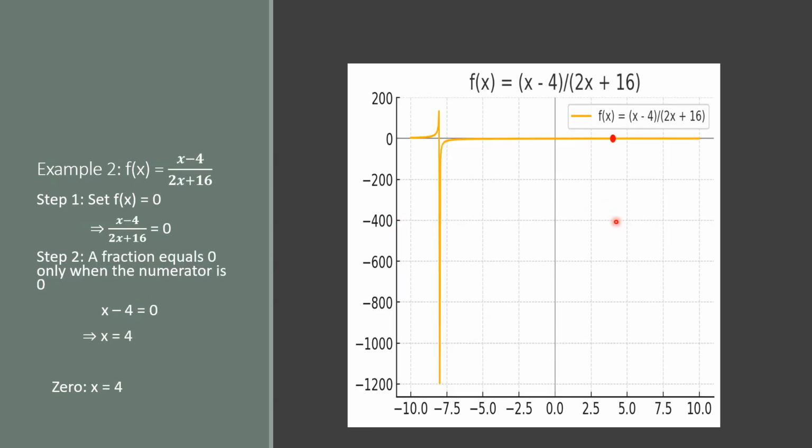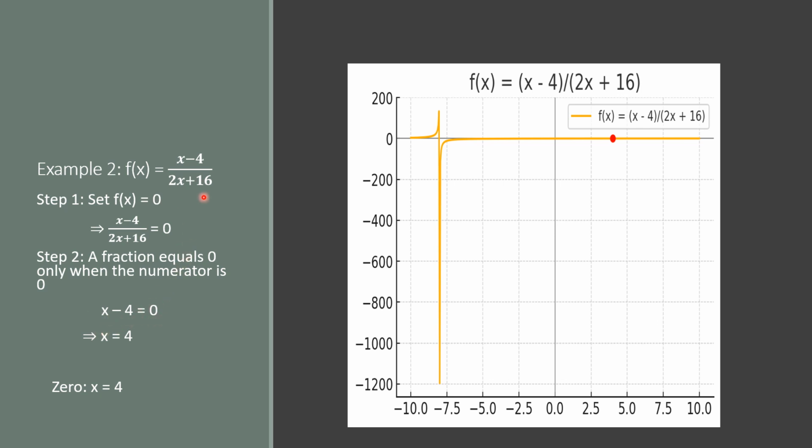Let's move to the next example, which is example 2. f of x equal to x minus 4 divided by 2x plus 16. So the first step is to set the function to 0. So we are going to get x minus 4 over 2x plus 16 equal to 0. Then the second step is to use cross multiplication. So let's see something here. 0 over 1 is the same as 0, right? So cross multiplication means that 2x plus 16 times 0 will give us 0. Then x minus 4 times 1 will give us x minus 4.